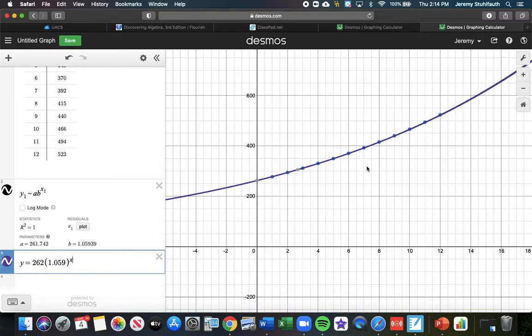And you'll see that purple line that pops up is pretty much the same as the black line. So if we wanted to find a model that fits the data, again, 262 times 1.059 to the x power.